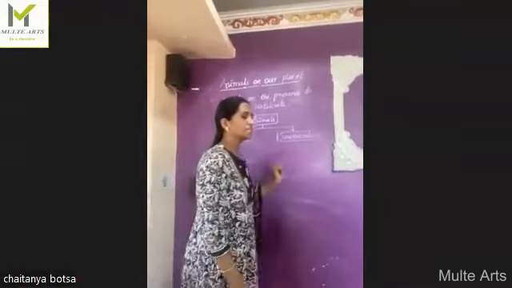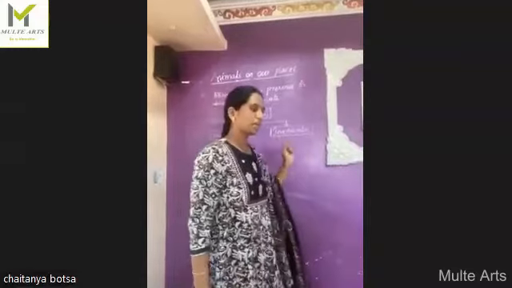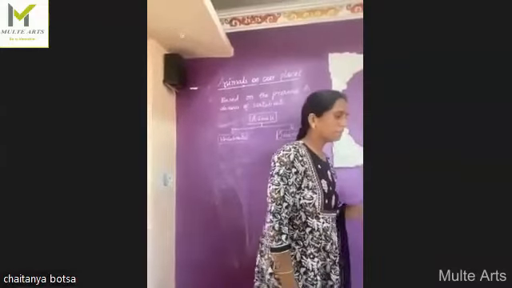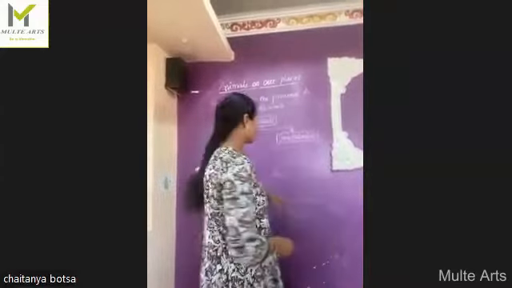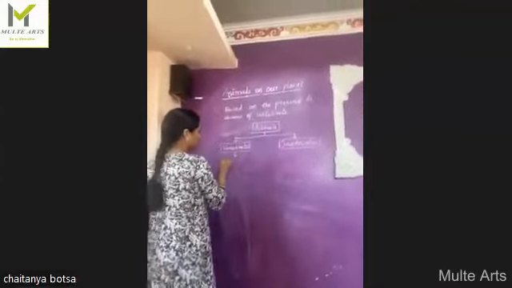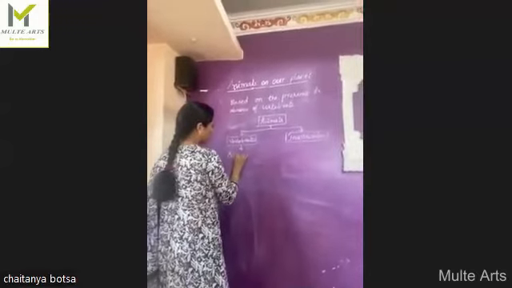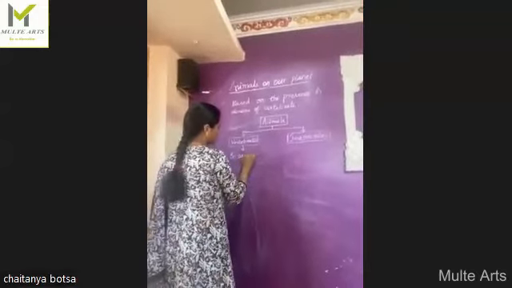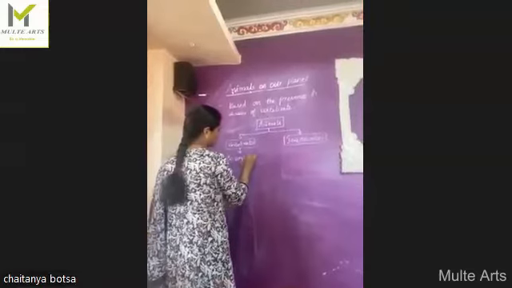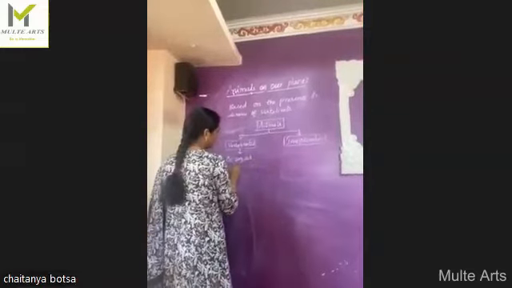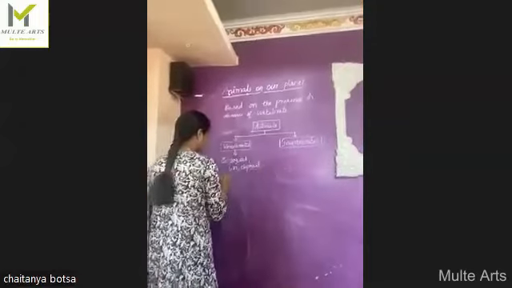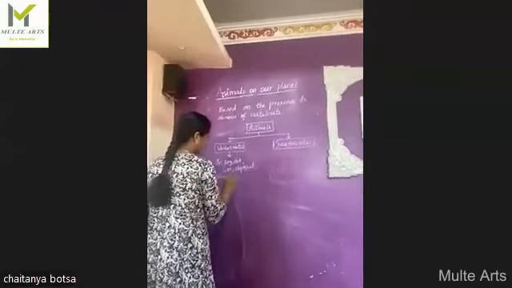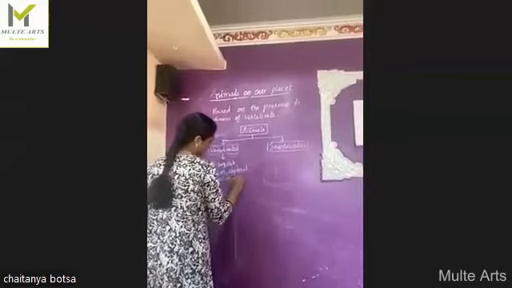What are vertebrates? The animals which have a backbone we call vertebrates. Examples: dog, cat, lion, elephant. These type of animals have a backbone. Animals that have a backbone are called vertebrates.